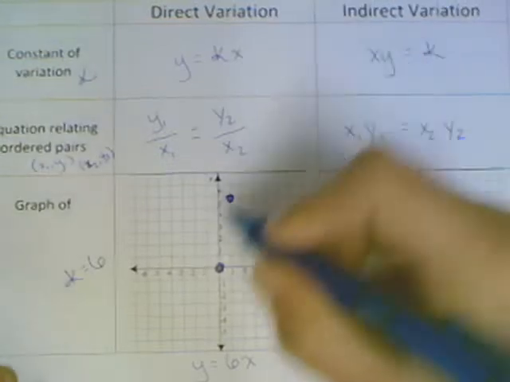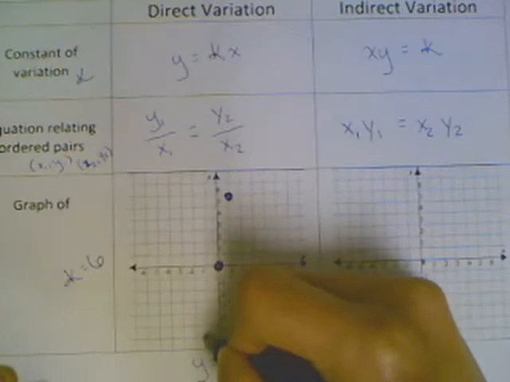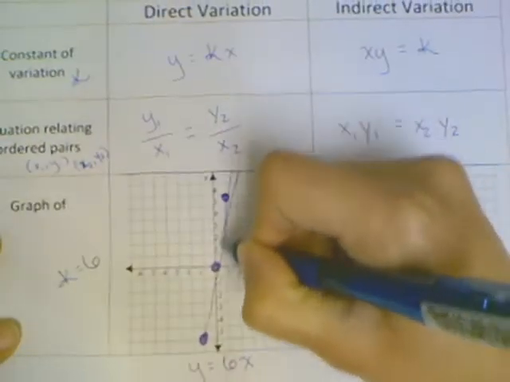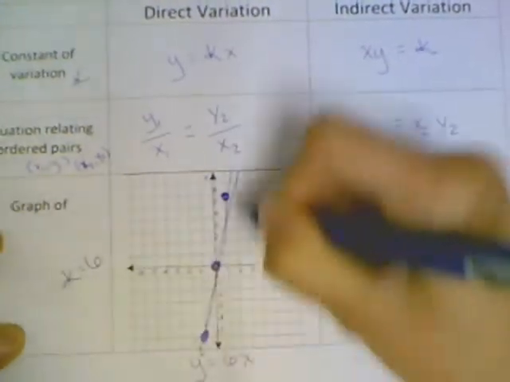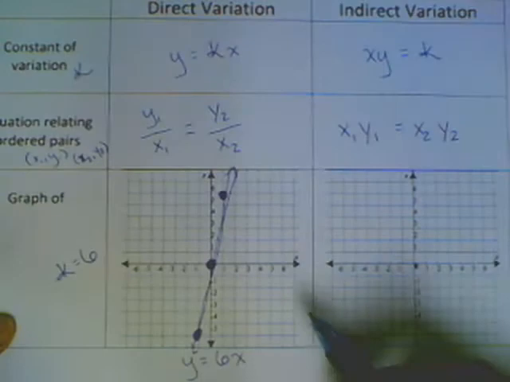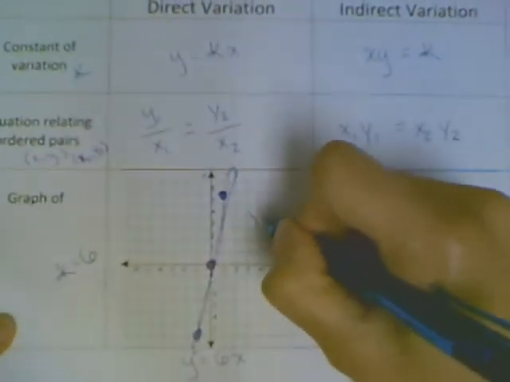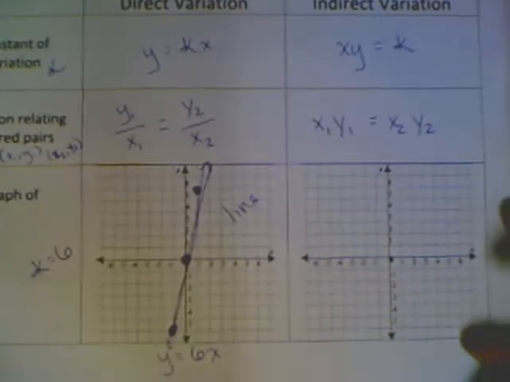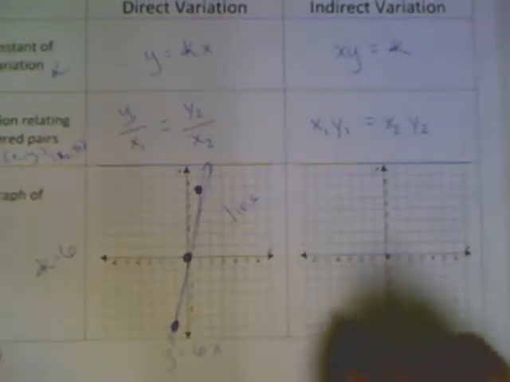Or up 6 again over 1. Or down 6 and back over 1. So really these are the only 3 points I can fit. Ugh, terrible line I drew there. These are the only 3 points that I can fit on this graph. But the main point is that direct variation graphs as a line. Indirect variation, however, let's take a look at that.